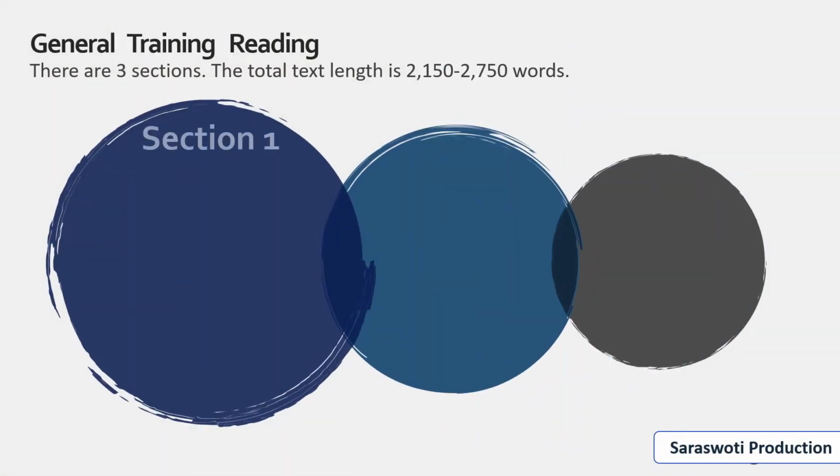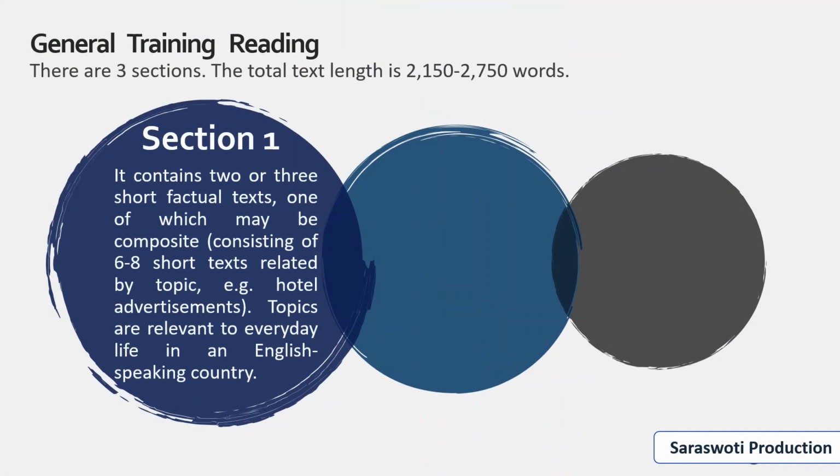General training reading. Section 1 contains 2 or 3 short factual texts, one of which may be composite, consisting of 6 to 8 short texts related by topic. Example, a hotel advertisement. The topics are relevant to everyday life in an English-speaking country.